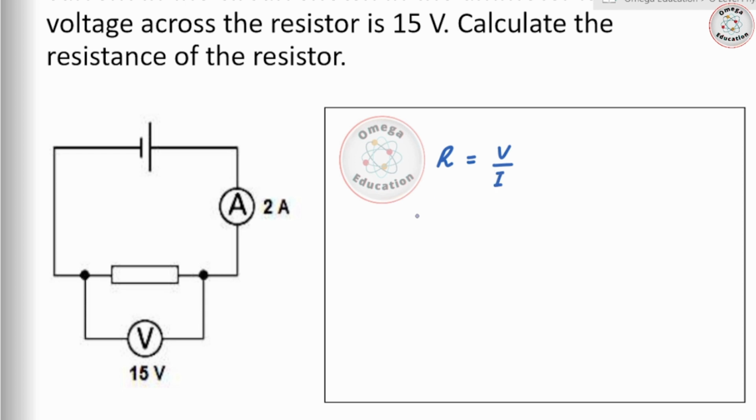Then you write down R equals V. The value of potential difference across the resistor is 15 volts divided by the current passing through the circuit, which is 2 amperes, 2 amps. And that gives us 7.5 ohm. This is the amount of resistance in the circuit.